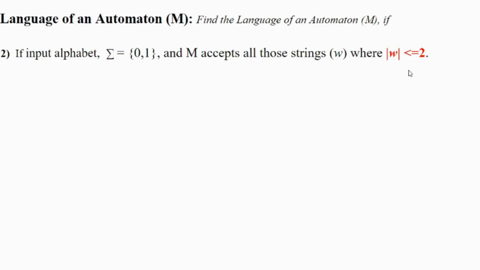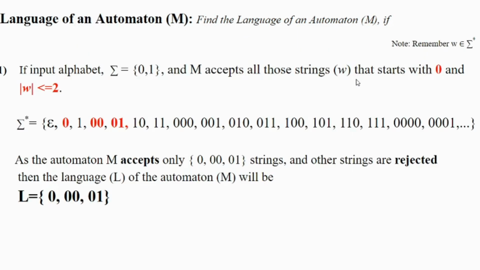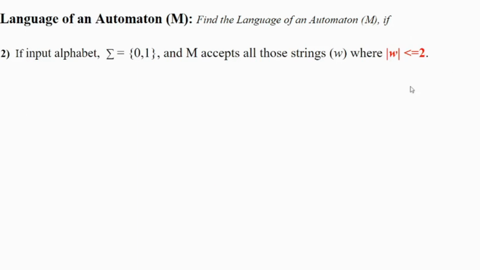There is no condition like the string is starting with 0 or the string is starting with 1. Here we have only one condition, and the condition is that the length of the string should be less than or equal to 2. Whereas in the previous case you have two conditions. The first condition is the string is starting with 0 and the length is less than or equal to 2. But here in this question you have only one condition, and that is the string length should be less than or equal to 2. This is the condition of acceptance.